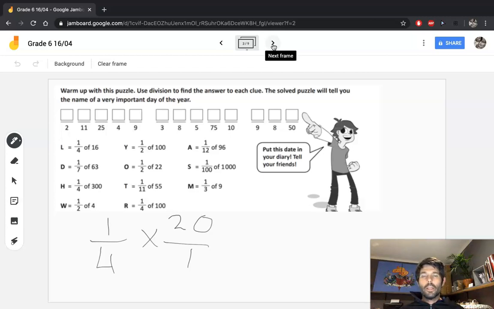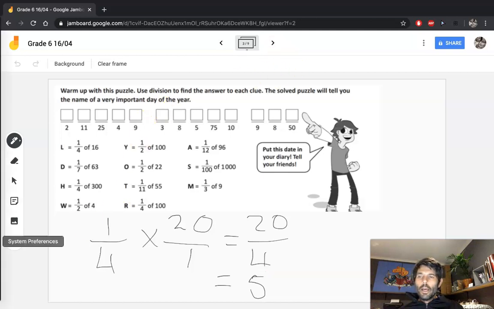And then it's just a case of multiplying the numerators together. 1 times 20 is 20. And the denominators together, 4 times 1 is 4. And we know that 20 over 4 means 20 divided by 4. And that is equal to 5.